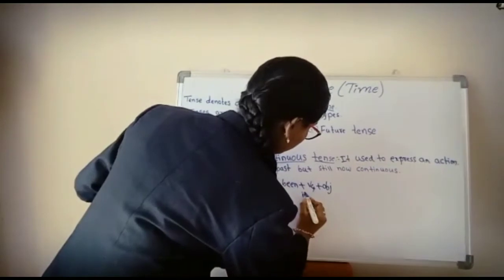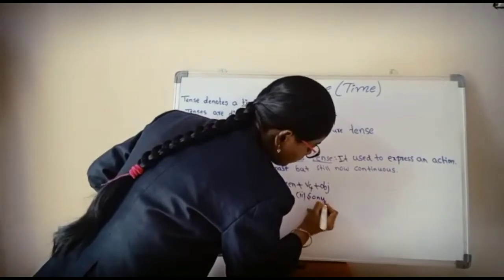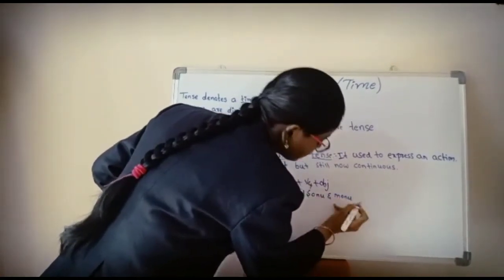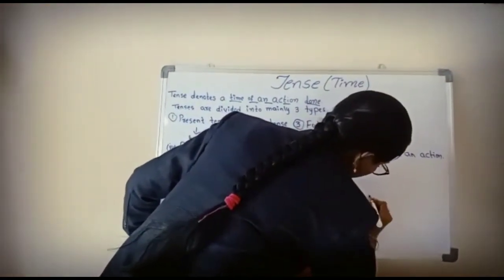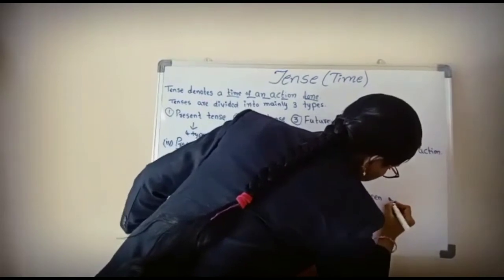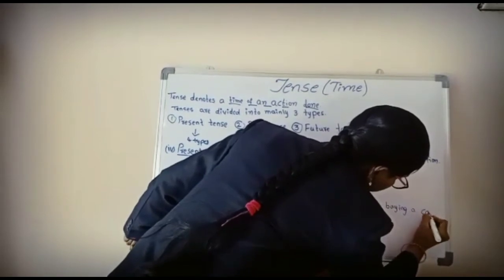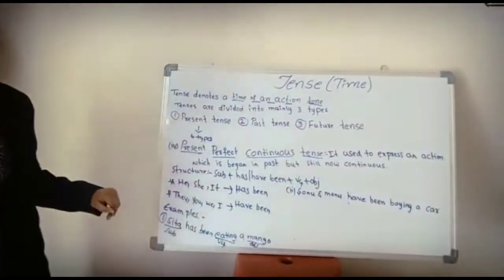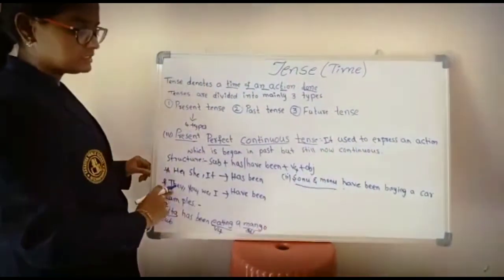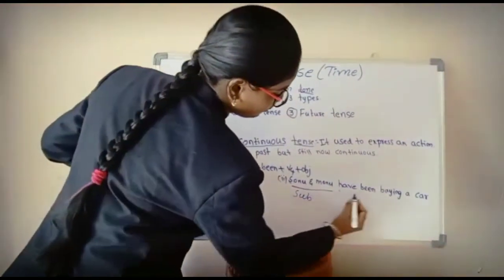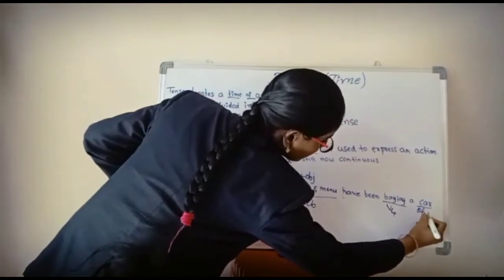Then second example. Here also I am using two names, Sonu and Monu. Sonu and Monu have been buying a car. Here Sonu and Monu belongs to they. Sonu and Monu are subject and buying is V4 and car is object.